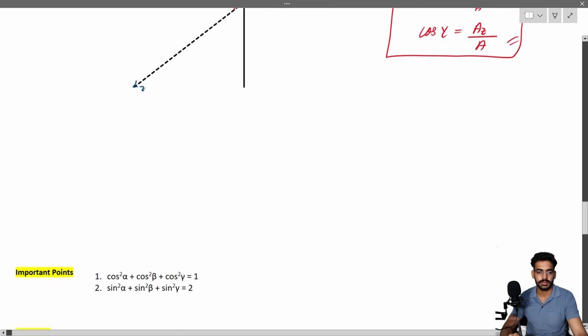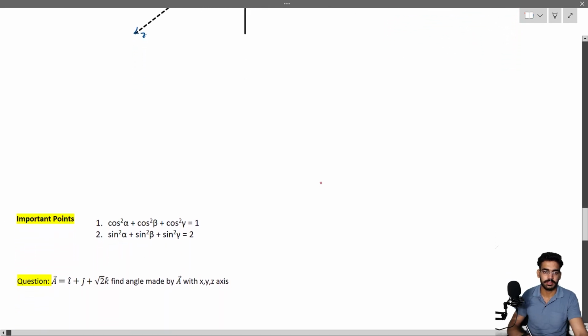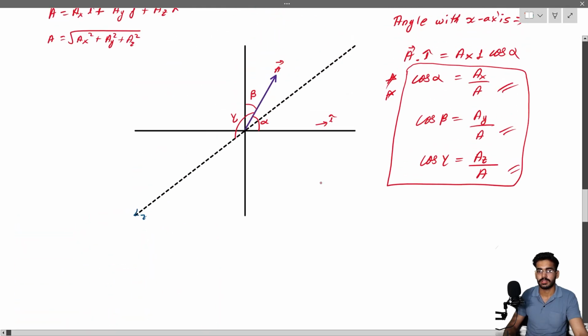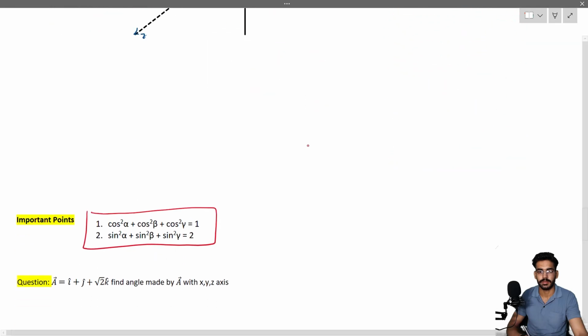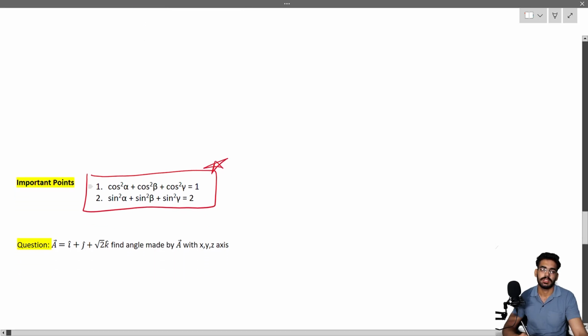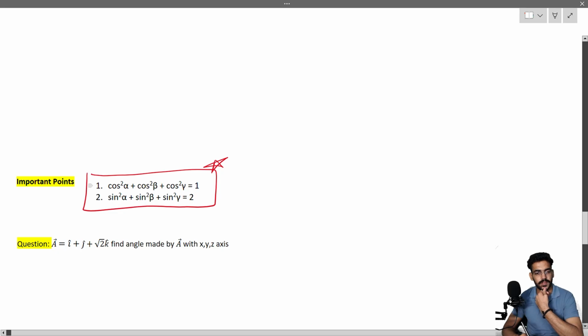Now you have something important, two properties you can write for this alpha, beta and gamma. How will you do this? Just square and add all the things. You will get the first property. Then if you write all the cos square alpha as 1 minus sin square alpha, 1 minus sin square beta, 1 minus sin square gamma, then you will get the second one. This you can also remember, the relation between alpha, beta and gamma.